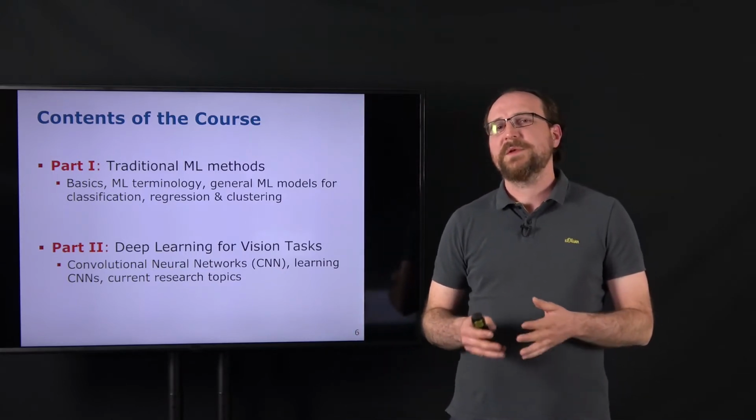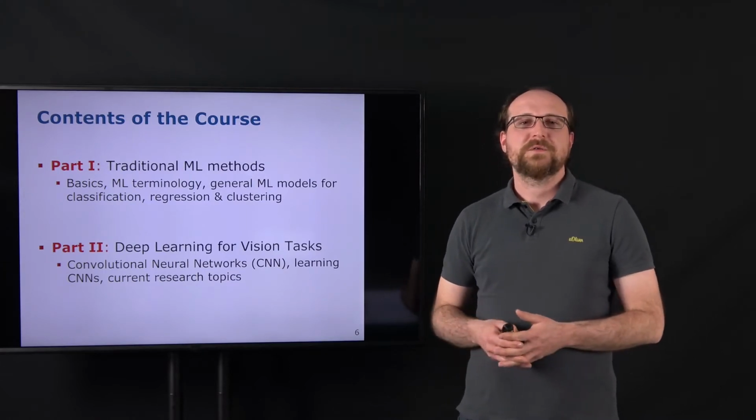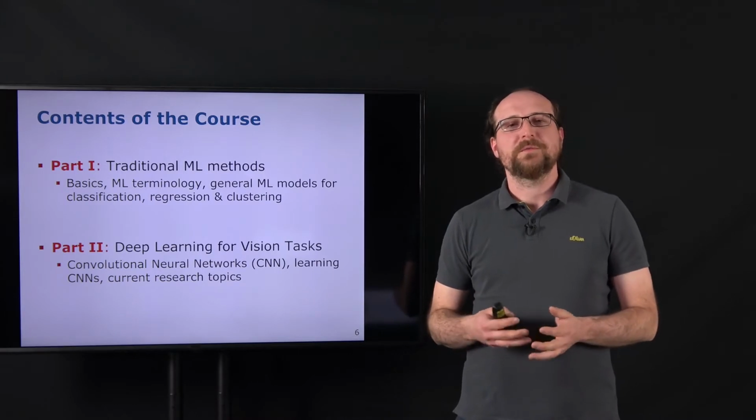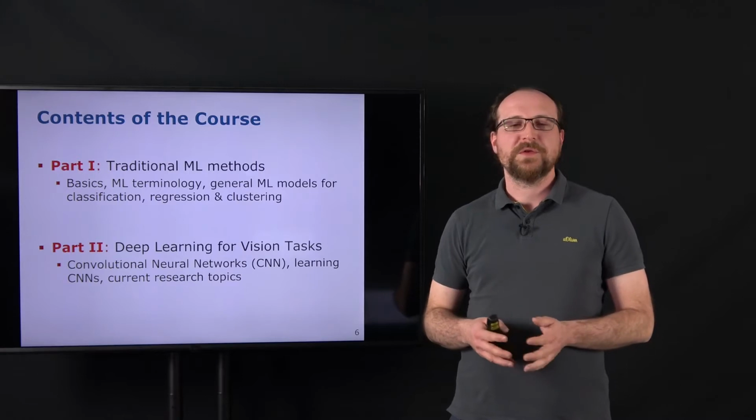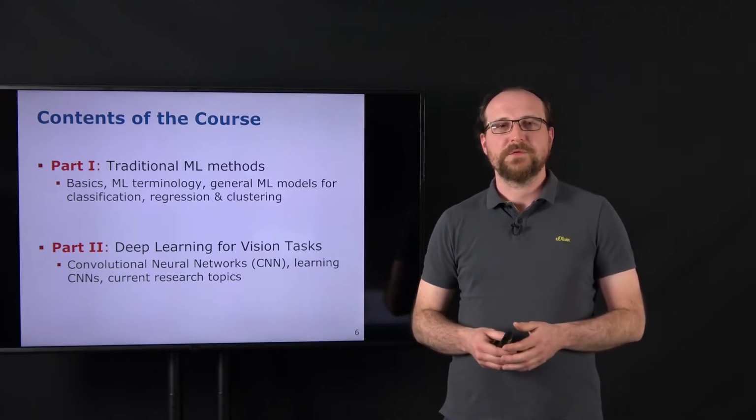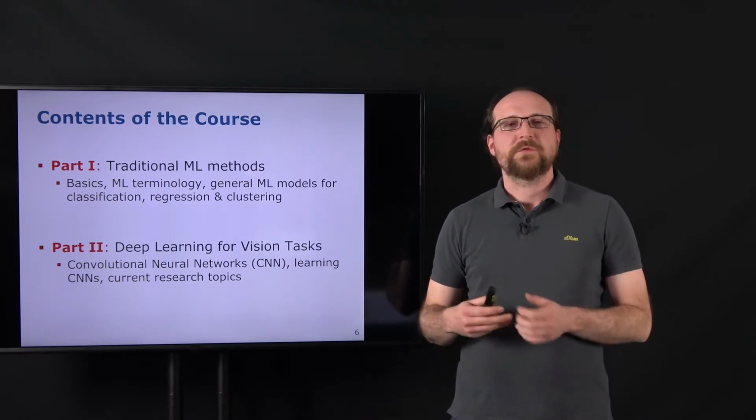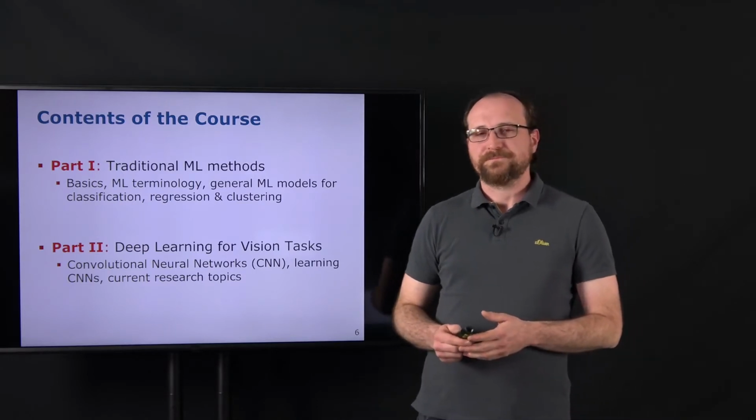And this will be the basis that we need to delve then, in the second part, into the modern so-called machine learning approaches, especially deep learning for vision tasks. Here we are focusing on the convolutional neural networks and how to learn the convolutional networks. But we will also cover, maybe in the end, some current research topics which are interesting.